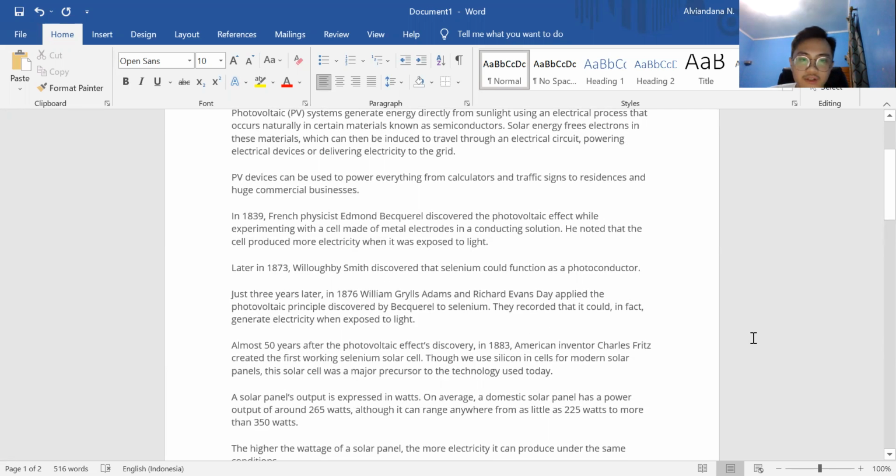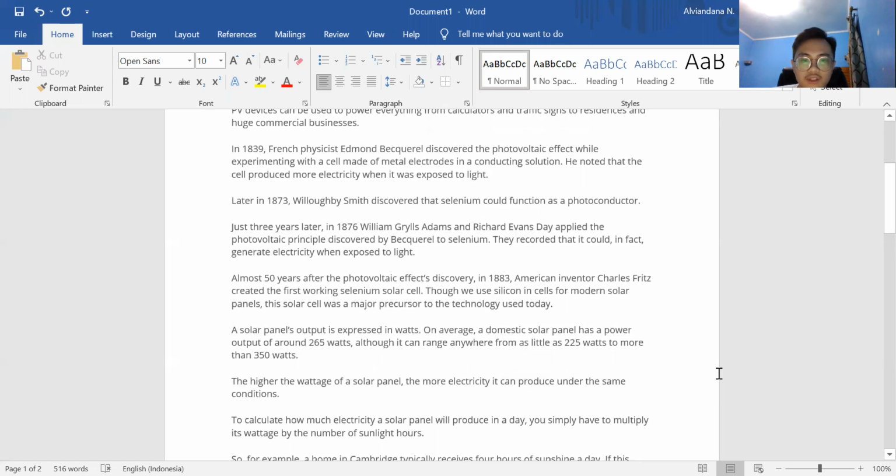And in 1883, the American inventor Charles Fritts created the first working selenium solar cell. Though we use silicon in cells for modern solar panels, the selenium solar cell was a major precursor to the technology used today. So before we used silicon panels, selenium was a huge stepping stone for solar panels back then.